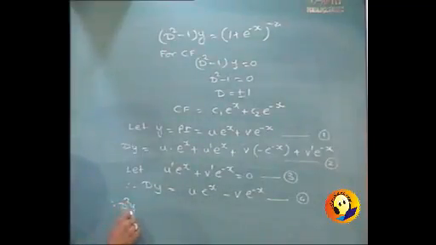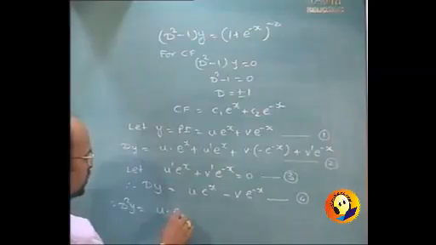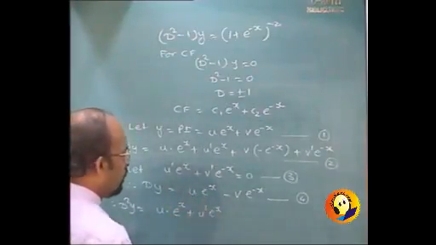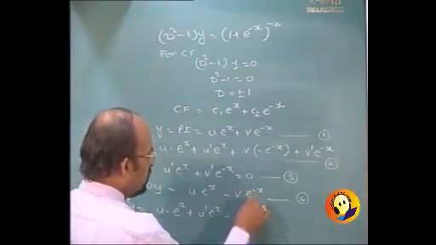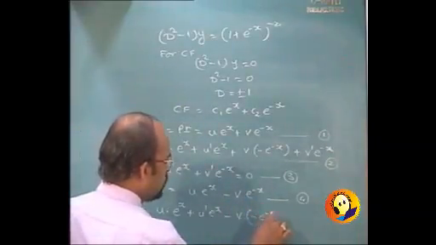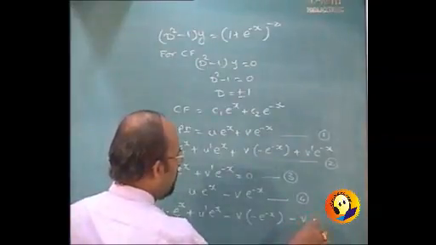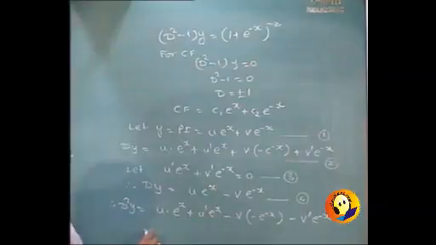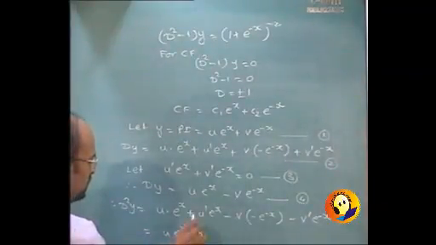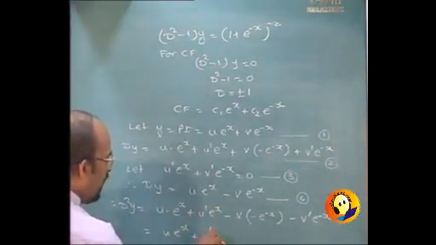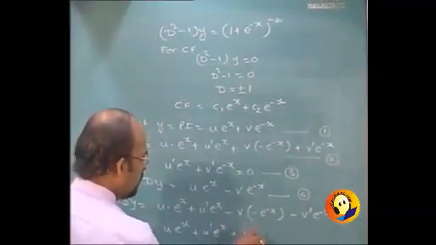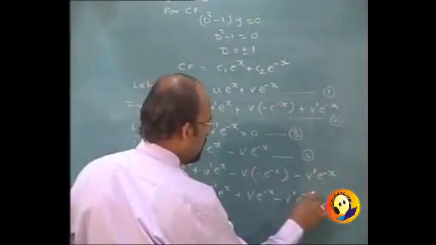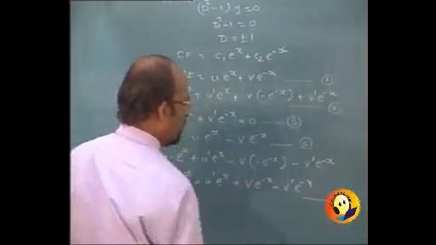And so d square y will be equal to u into the differentiation of e raised to x, which is e raised to x, plus u dash e raised to x, minus v into the differentiation of e raised to minus x, which is minus e raised to minus x, minus the differentiation of v, which is v dash, into e raised to minus x. A little adjustment over here for signs: it is u e raised to x plus u dash e raised to x, minus minus plus v e raised to minus x, minus v dash e raised to minus x, equation number 5.